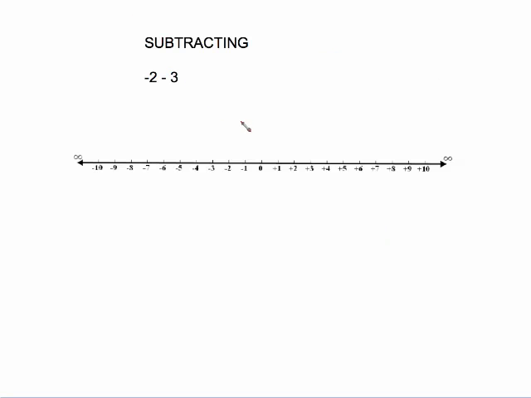Now, subtracting can be a little bit more complicated because we don't really have rules for subtracting. What we do with subtracting is we want to get this problem manipulated so that it follows our addition rules. That way we're using new rules. So, follow the number line. Negative 2 says I'm starting at negative 2. The minus tells me to go left 3. 1, 2, 3, which lands at negative 5.